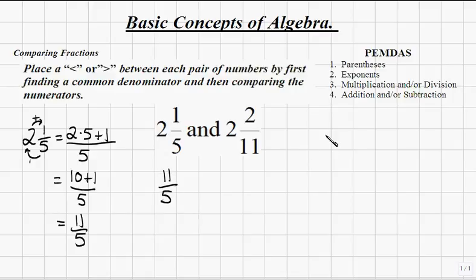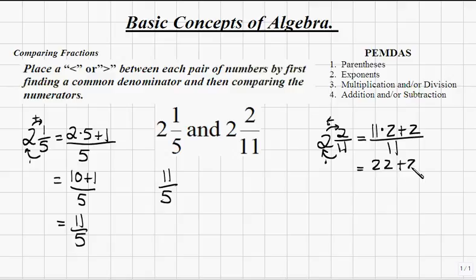For our other mixed number, we'll write that on the right, 2 2/11. Again, we'll multiply 11 times 2 and then add to the numerator 2 and write that over the denominator of 11. So this becomes 11 times 2 plus 2 all over 11. Simplifying, 11 times 2 is 22 plus 2 over 11 becomes 24/11. So the mixed number 2 2/11 becomes 24/11. We can now compare which fraction is larger.